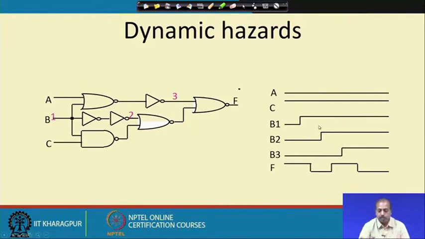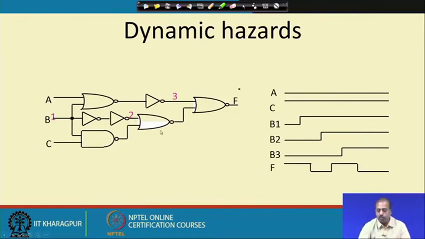Now, when it comes to this F, okay, this C is always 1. Okay. So, C is always 1 means this NAND gate is always giving B1 bar, and then this is giving whatever is coming here depending upon this B2 value.